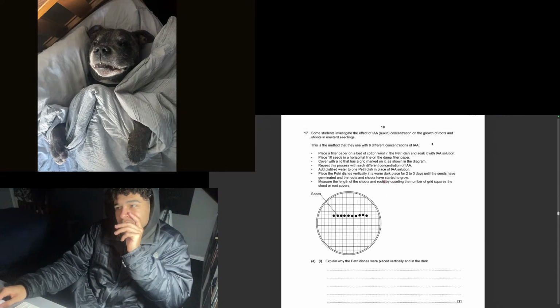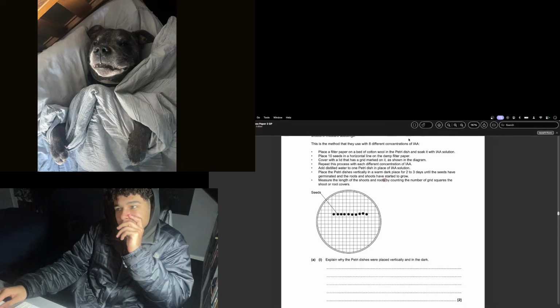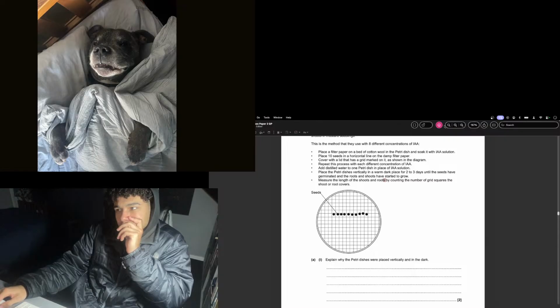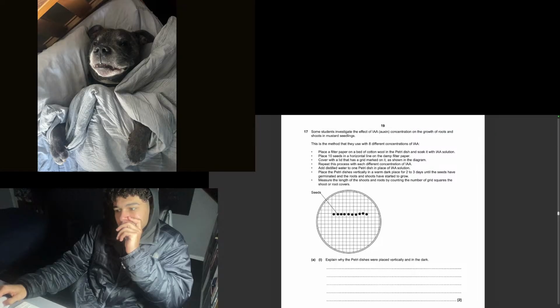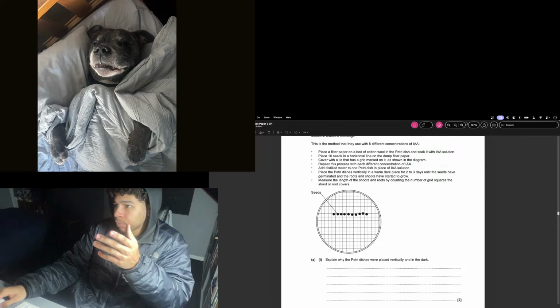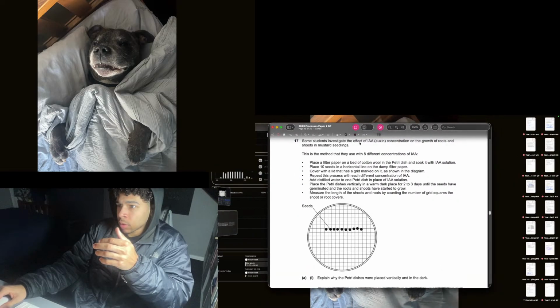Okay. Where's the thingamabob? Where's the thing to type? Where is it? It's just gone. It should just have disappeared. Do I have to go out of full screen?